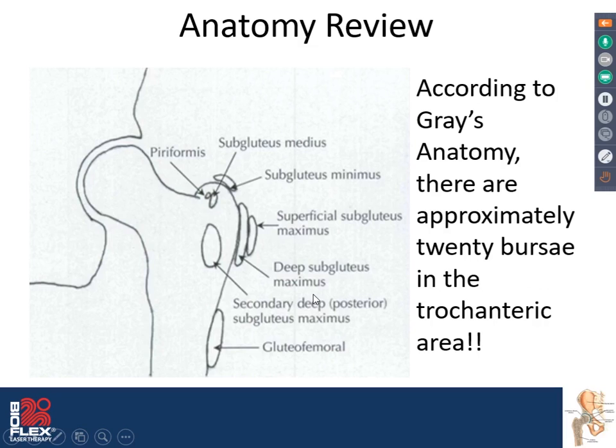This is interesting because we're familiar with bursae around the hip joint, but did you actually know that there's approximately 20 bursae in the trochanteric area of the hip joint, which is quite a few. Remember, bursae are found between moving parts. So literally between all these muscles and the tendons lie small little bursae, or some of them are actually larger, to reduce friction in the area. And there's a few that we should really be concerned with because they tend to be the more common causes of hip bursitis that we see clinically.